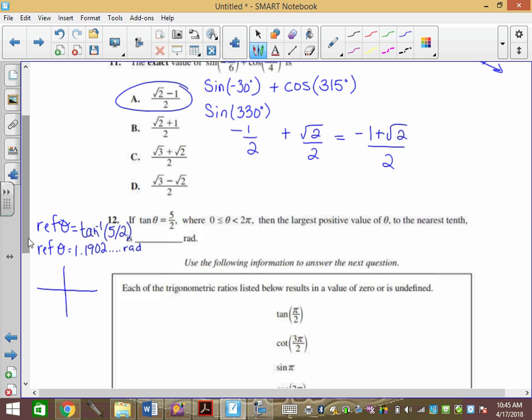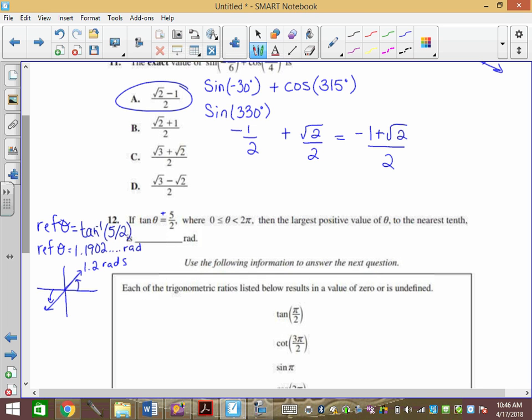Okay, reference theta, first step. Second step, tan positive, right where it is. Tan positive is here and here. In this quadrant, your reference angle is the answer. Yes. Okay. In this quadrant, your reference angle is the answer. So like 1.2, because it says the nearest tenth. Correct.